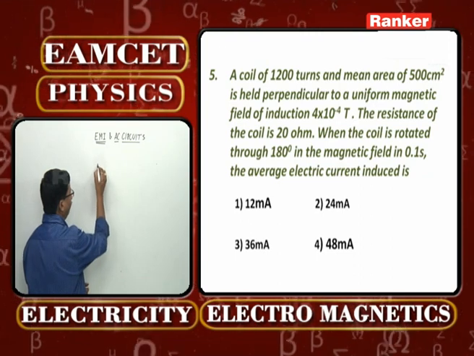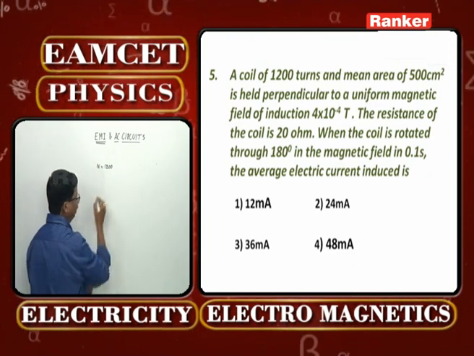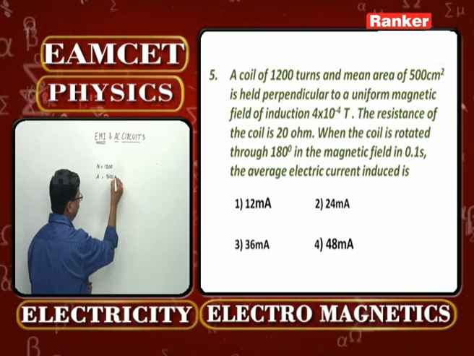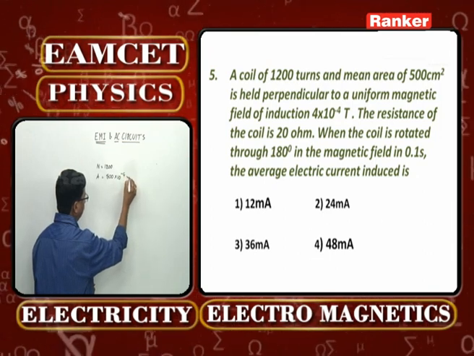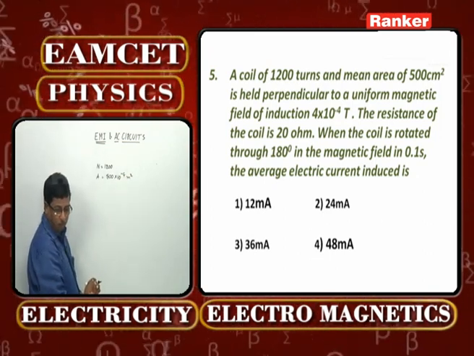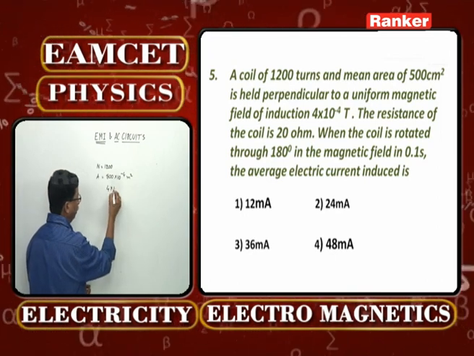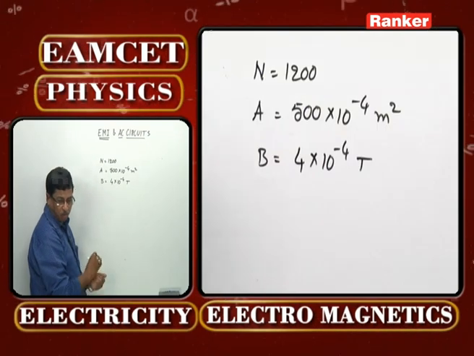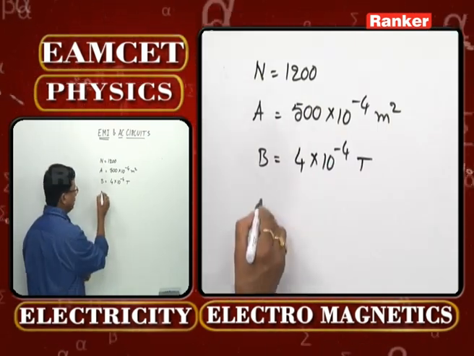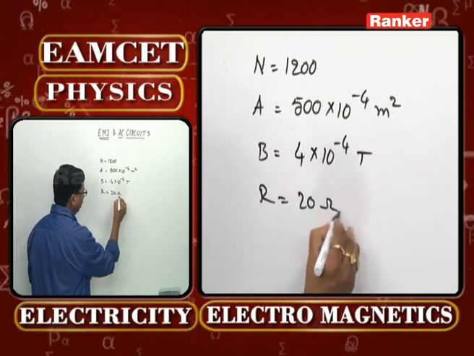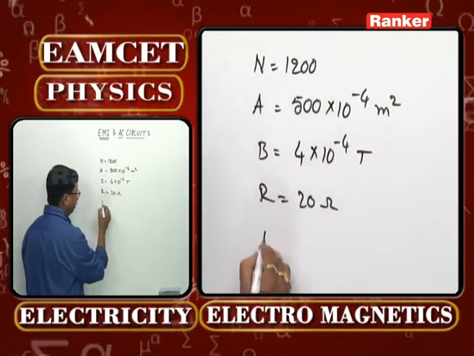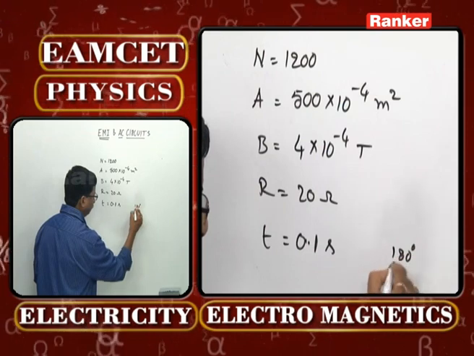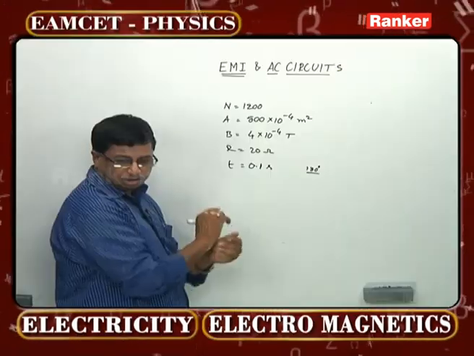A coil of 1200 turns, that is capital N, is given there. And of course, the area he has given you is 500 centimeter square. You better write 10 power minus 4 meter square. Then what is the magnetic induction given? 4 into 10 power minus 4 Tesla, that is the value of B. And what did he say? There is a resistance of 20 ohm, and in what time is it reversed there? In 0.1 second, it has been rotated by 180 degrees. That means it is reversed totally in its direction.